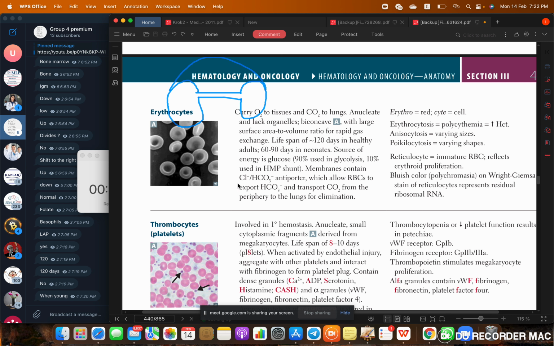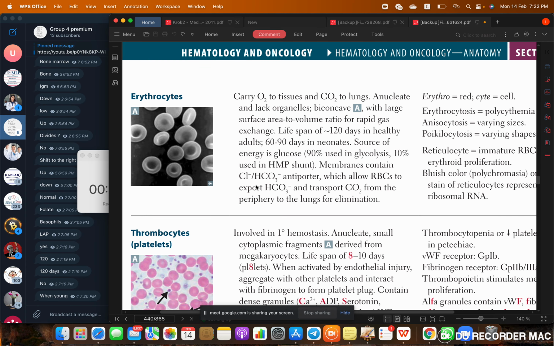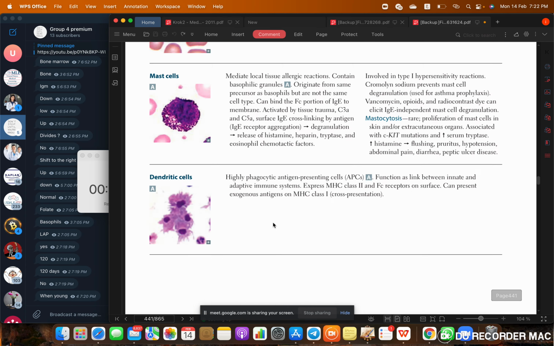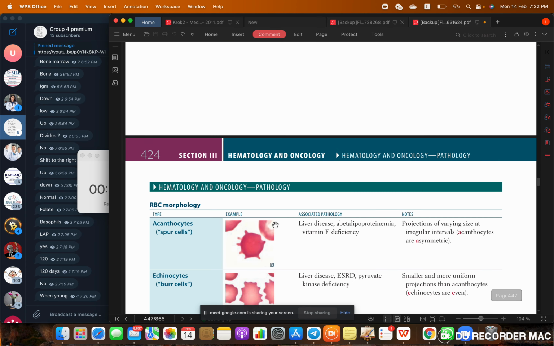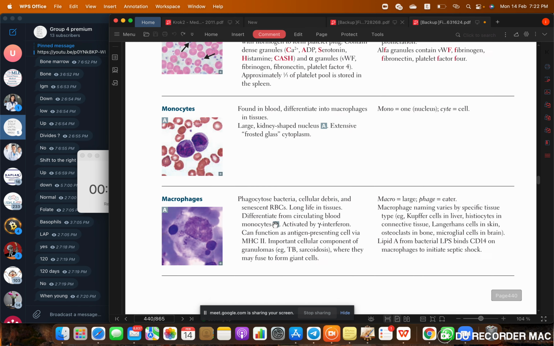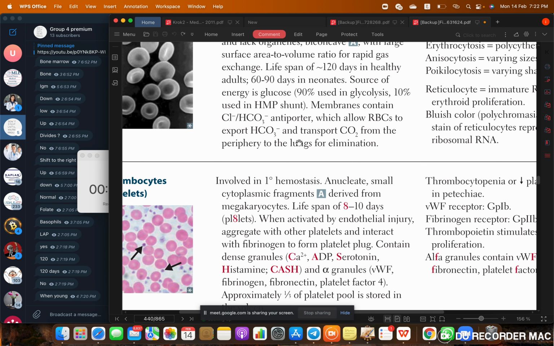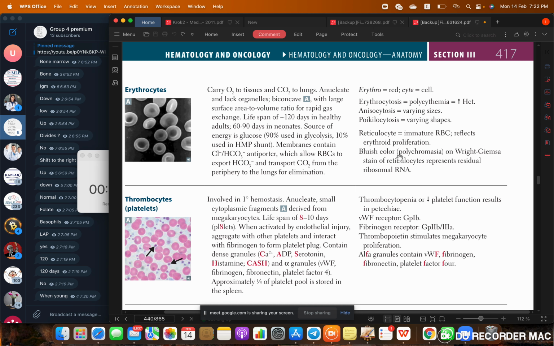Membranes contain a chloride bicarb antiporter, and we will speak about the clinical significance of it, transporting the CO2 and other related stuff, a little bit later when we discuss the pathologies. So yeah, it transports the CO2 from the periphery to the lung for elimination.